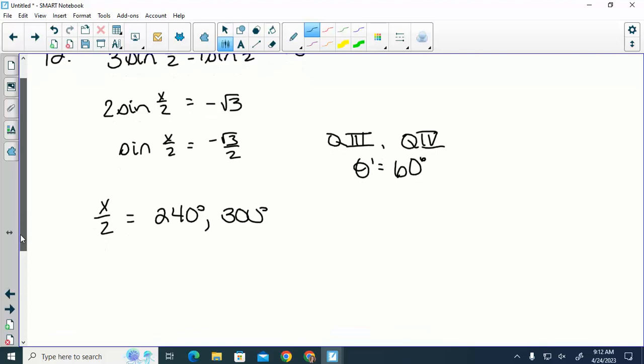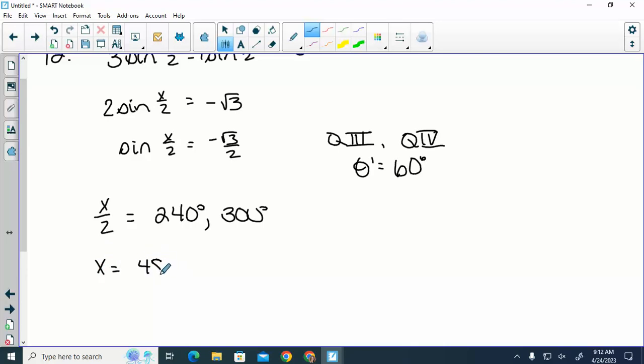So if you're getting x by itself, you would multiply by 2. So 240 times 2 is 480. 300 times 2 is 600. So those are the solutions. But I asked for the answers between 0 and 360. So what answers do I have between 0 and 360? None. So it's not that there's truly no solution. It's just that there is not a solution between 0 and 360 on this one.